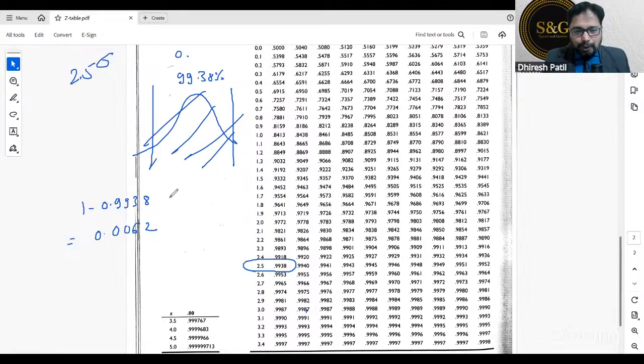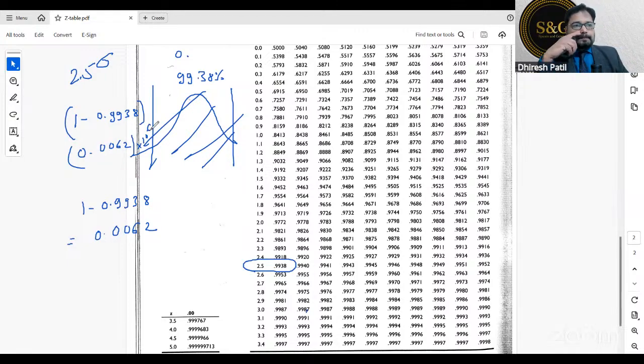Anyways, let's put it in the formula. इसका फॉर्मूला में डालो. फॉर्मूला क्या था हमारा? 1 minus, now this value is 0.9938, into 1 million. Can you just calculate it? So which is 0.0062 into 1 million, into 10 raised to 6. Can you just calculate it? 6200, right?